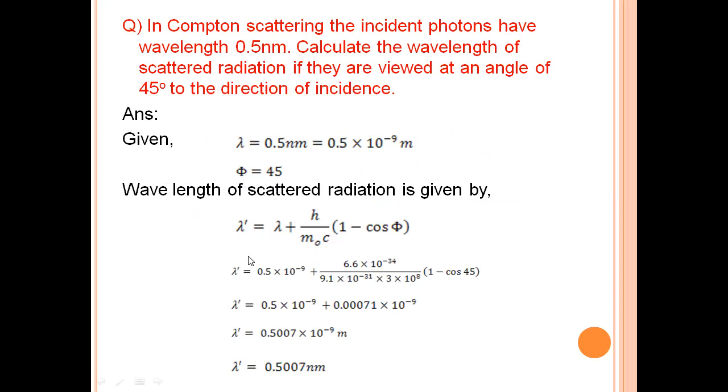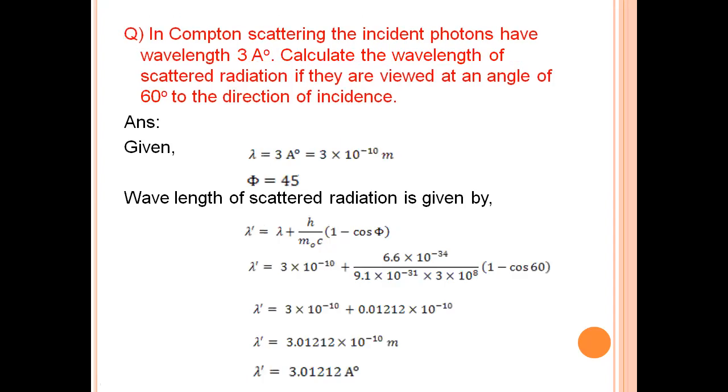Now substituting that in the formula, lambda prime is equal to lambda plus h by m naught c into 1 minus cos phi. Lambda they have given, substituted, plus h is Planck's constant, as we know, 6.6 into 10 power minus 34. m naught is rest mass of electron, that is 9.1 into 10 power minus 31. c is velocity of light, that is 3 into 10 power 8, into 1 minus cos phi. Phi is 45 degrees. Substituting them and calculating, you'll arrive at 0.5007 into 10 power minus 9 meters. This 10 power minus 9 meters, we can take as nanometers. So the final answer for the scattered radiation wavelength is 0.5007 nanometers.